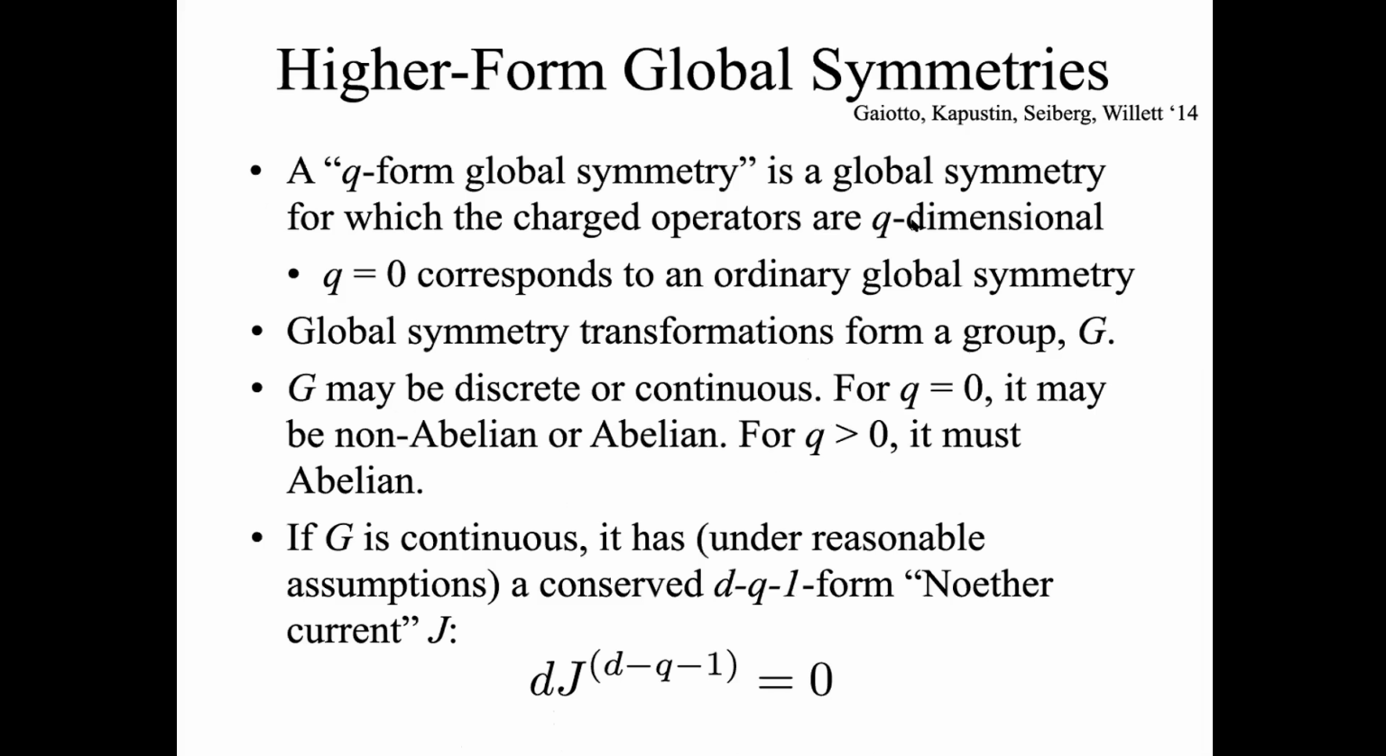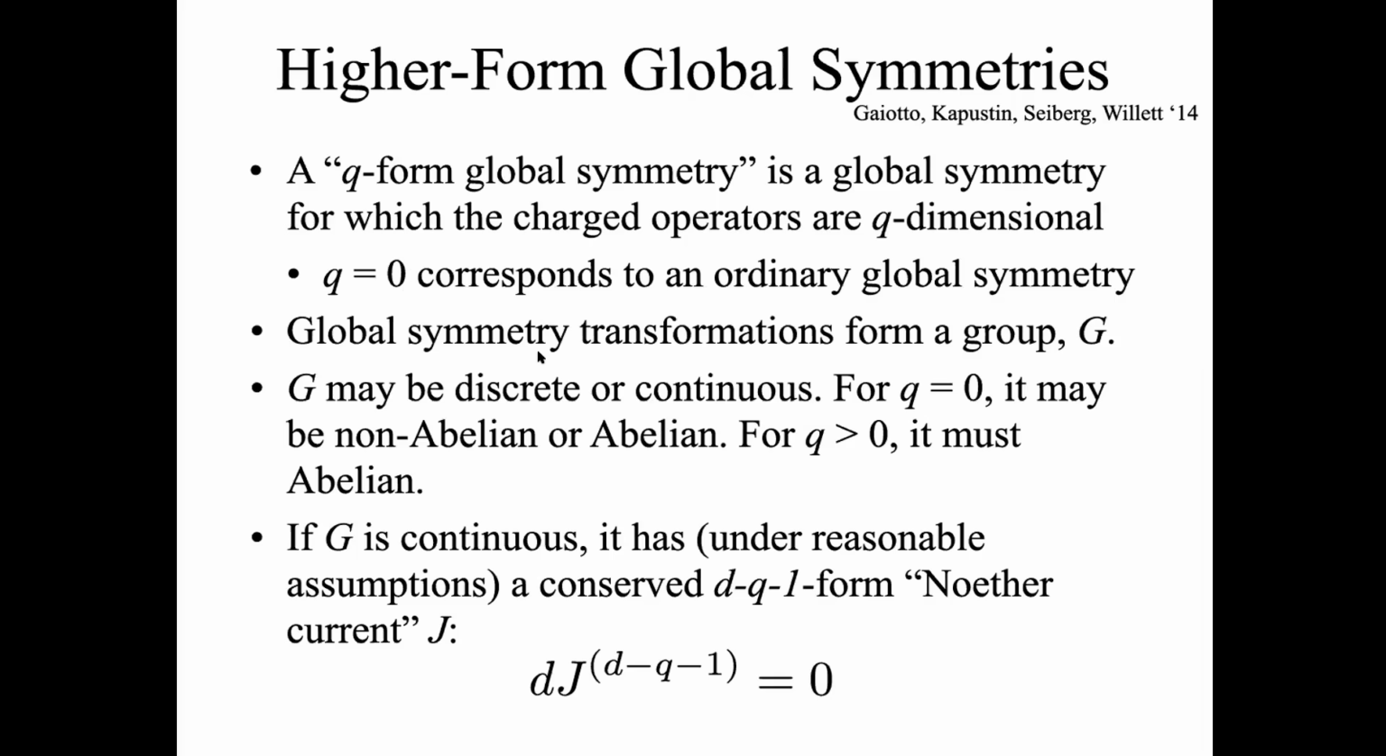So first of all, higher form global symmetries are a concept which have really taken the quantum field theory world by storm since the seminal work of Gaiotto, Kapustin, Seiberg, and Willett in 2014. The idea behind these symmetries is that they generalize the notion of an ordinary global symmetry to the case where the charged operators are supported on Q-dimensional manifolds. So the case of a zero form symmetry with Q equals 0 corresponds to the ordinary global symmetries that we know and love, where the charged operators are local operators associated with points in space-time.